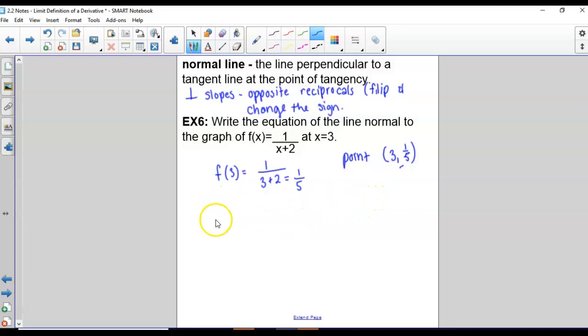Our derivative, let's use that limit definition of a derivative. So limit as x approaches 3 of 1 over x plus 2 minus, and then when we plugged in 3, we got 1/5, so we're going to have 1/5 here, all over x minus 3.